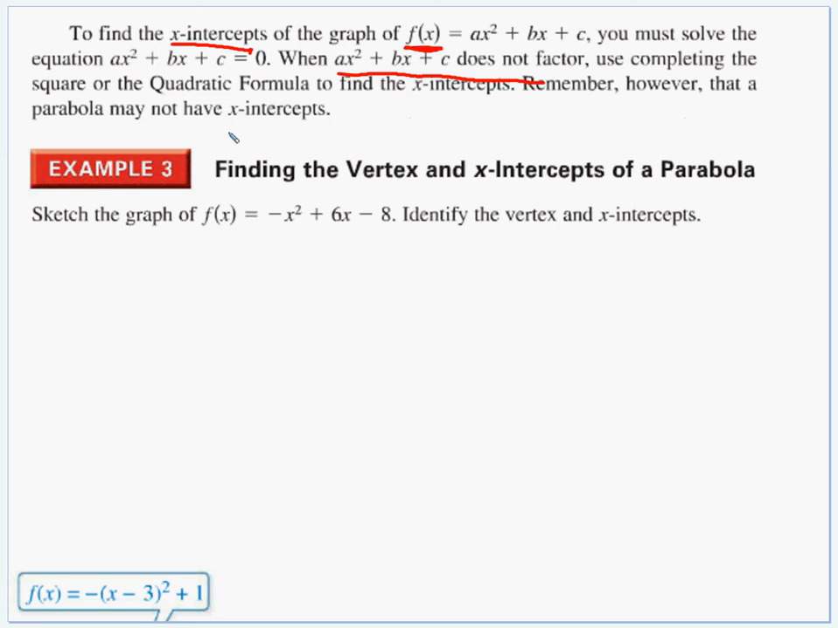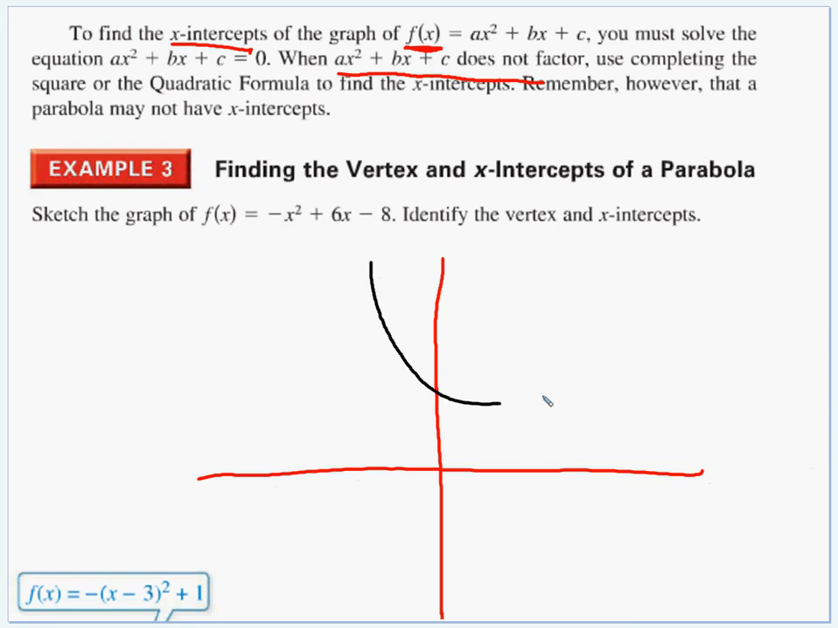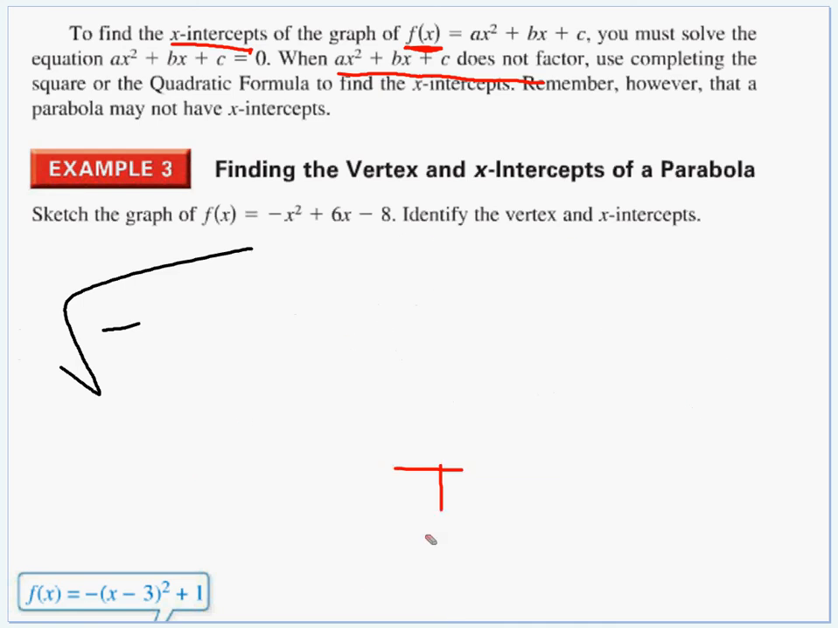Remember, some parabolas do not have x-intercepts. If I draw my coordinate system like this, I might have a parabola opening up. We might not touch the x-axis at all. That's where in the quadratic formula you would have a negative underneath your radical, so that means imaginary solutions. And you don't need the full quadratic. If you just check your discriminant, just what's under the radical, you can figure out if you'll be touching the x-axis at all.